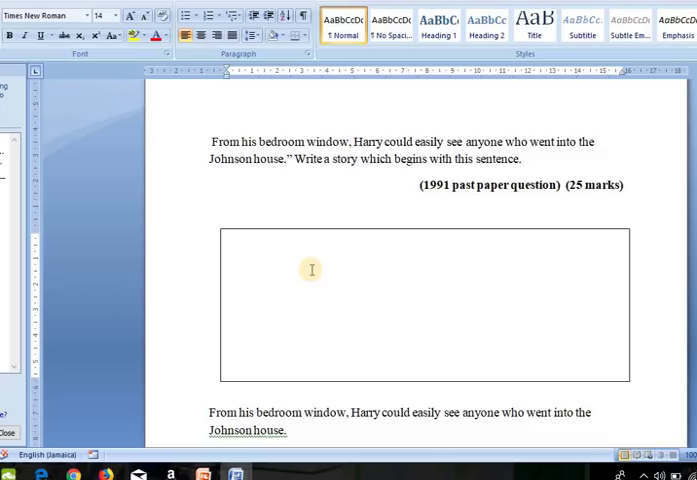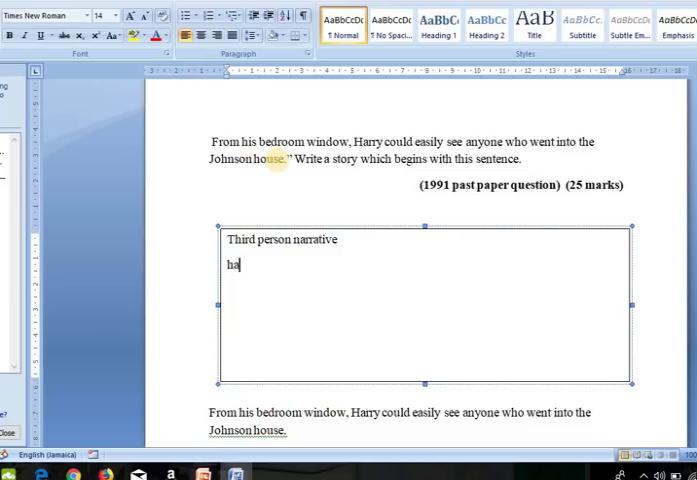Whew. All right, so this box is going to be my brainstorm box. And immediately I'm looking at the question, his bedroom. So I'm going to type third person, so I can remember that I need to maintain third person because this has already been selected for me. So that's the format of my narrative, third person narrative, because his, he, right. Also, from his bedroom window, Harry could see anyone who went into the Johnson's house.